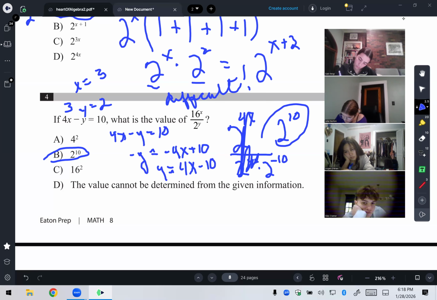More about exponents than you ever wanted to know, right? Okay, so we're good. Let's go to radicals.